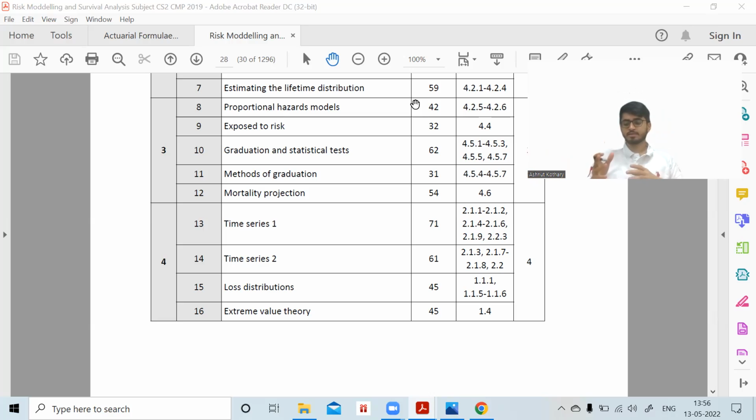One of you is asking, we had something called EBCT in CS1 and we have EVT over here. EBCT was empirical Bayes credibility theory. Here EVT is extreme value theory. So both are very different, completely different, I would say.